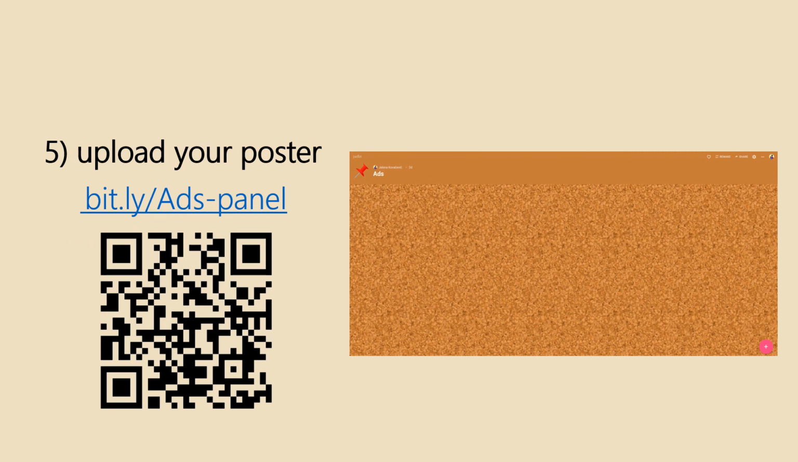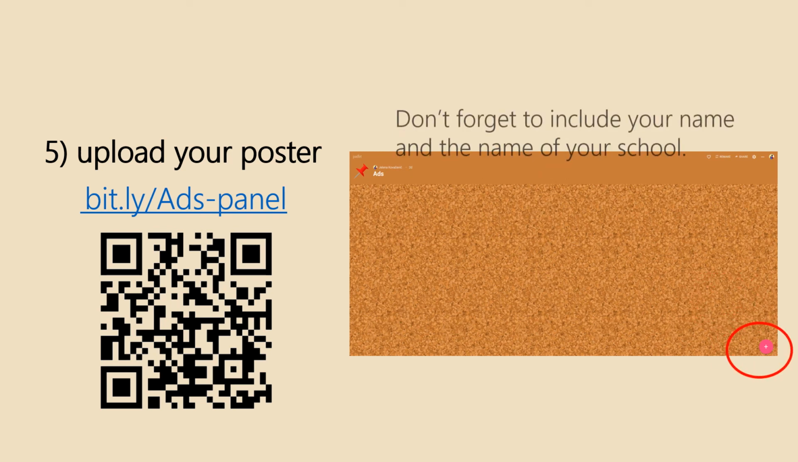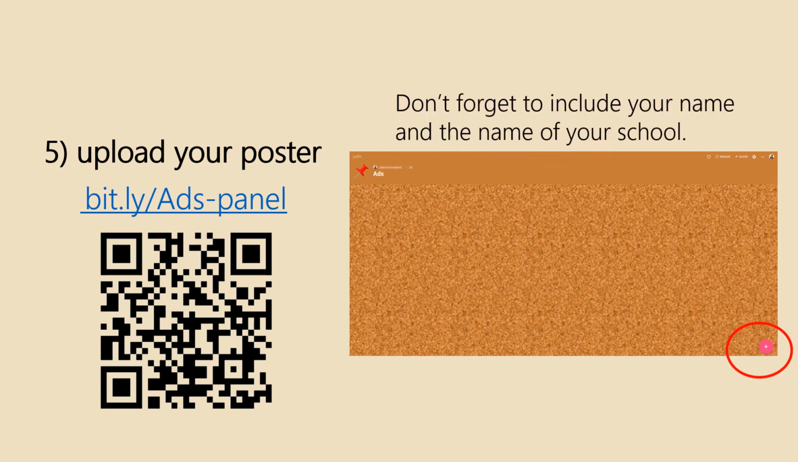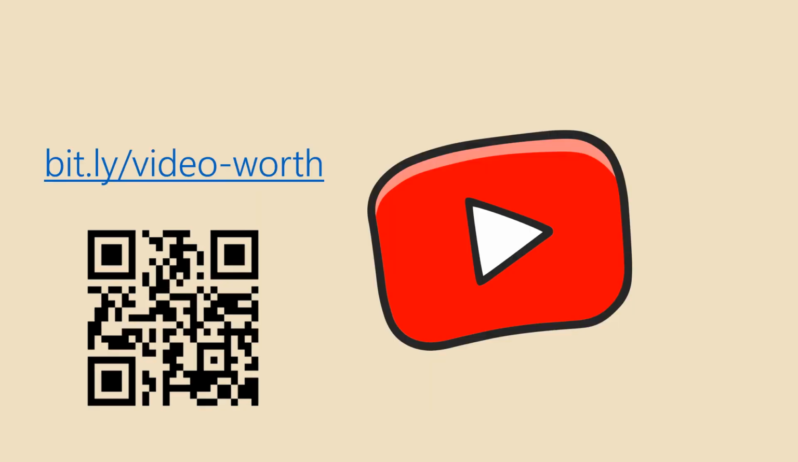And finally, upload your finished poster on this Padlet. The given link or the QR code will lead you there. Don't forget to include your name and the name of your school. And you are nearly done.